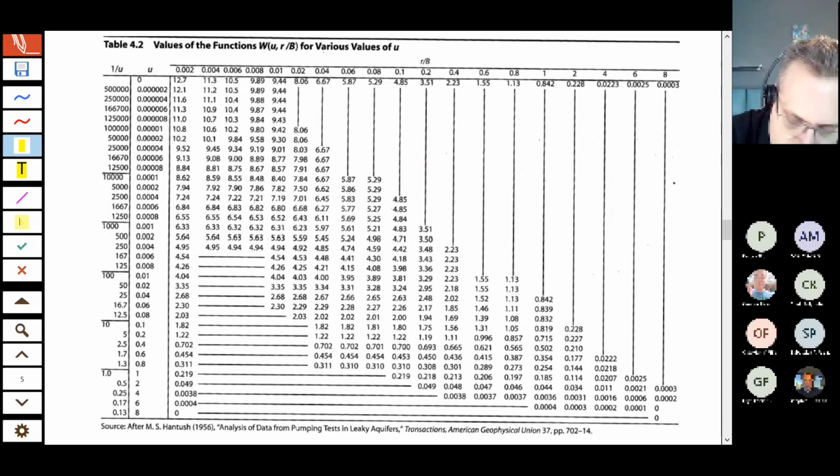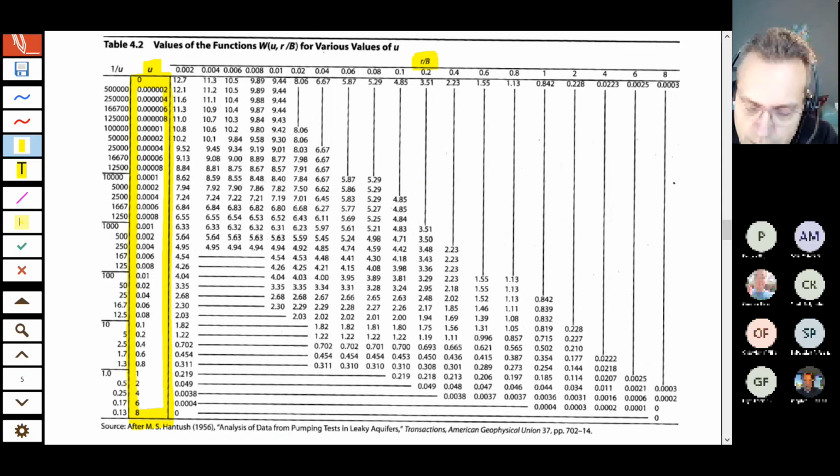So remember I said, first of all, when we're doing leakage calculations, this version of the table is an R over B plot versus U, our well function. And we're looking fairly at typically small values of U. So we're going to be looking at typically this row of U and comparing it to values of R over B.